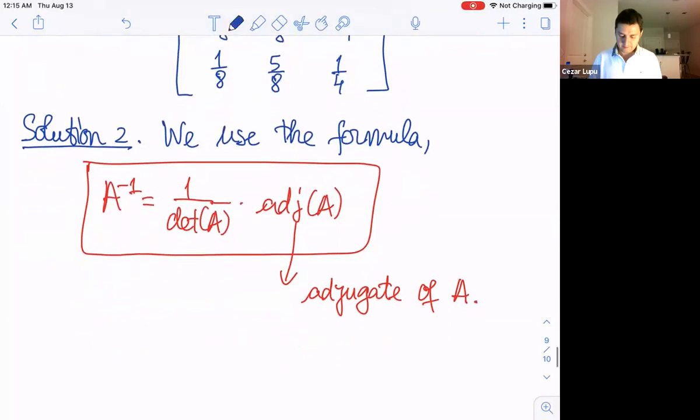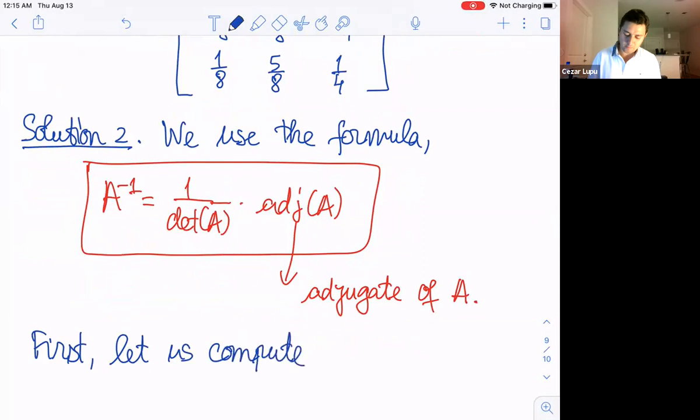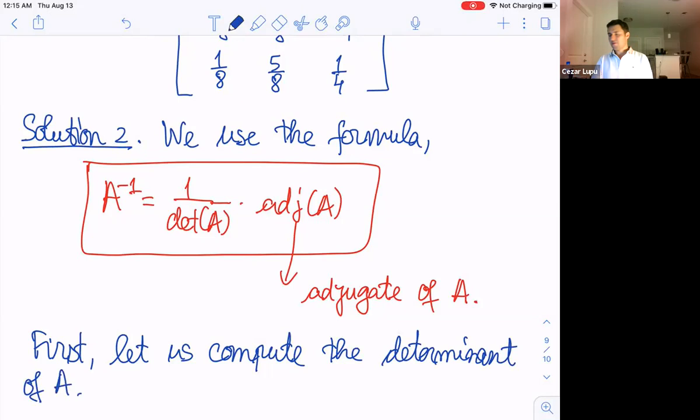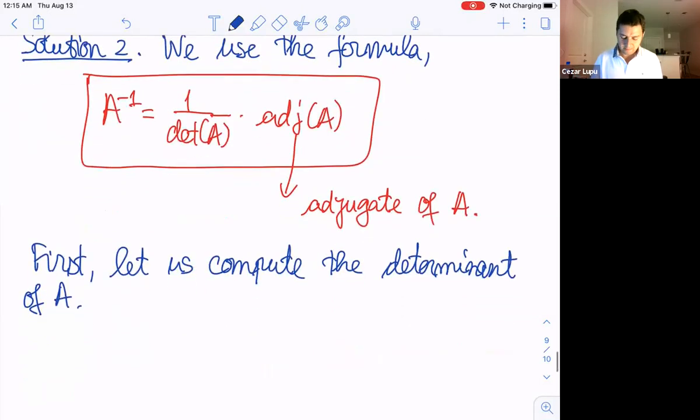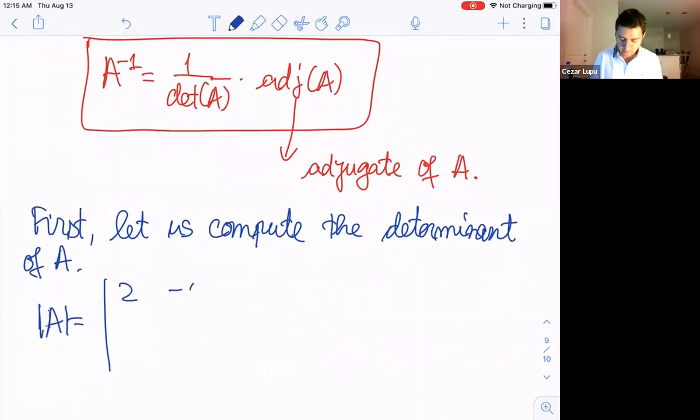And we can do this, as you have seen in the previous problem, in many ways. Well, let's see. For example, we can use Sarrus's rule. Let's write again: 2, negative 1, 3, 0, 1, 1, negative 1, negative 2, 0.